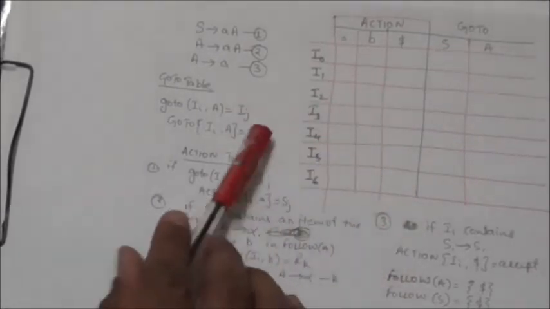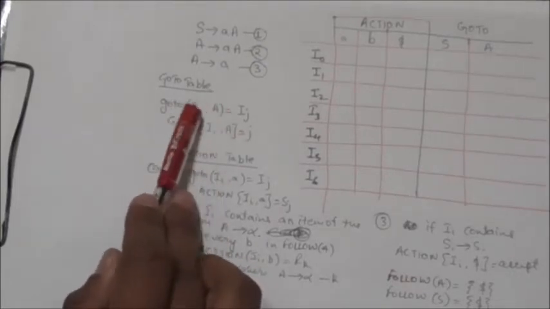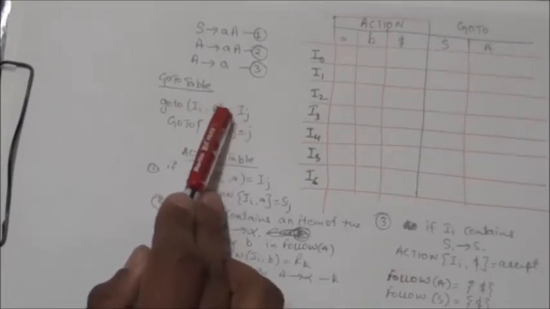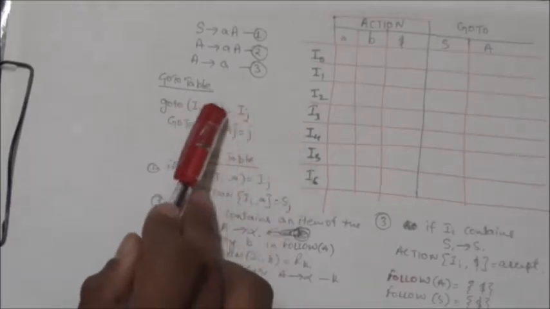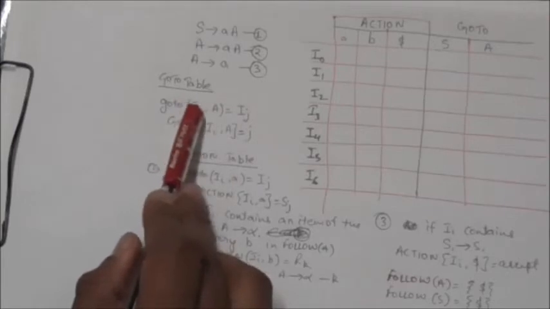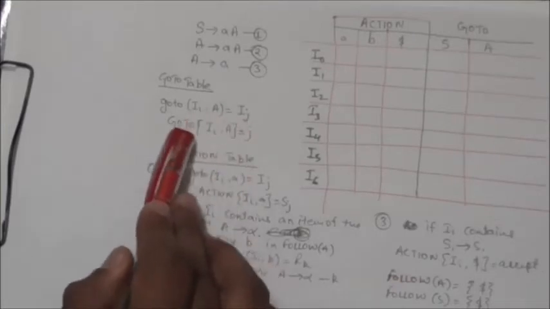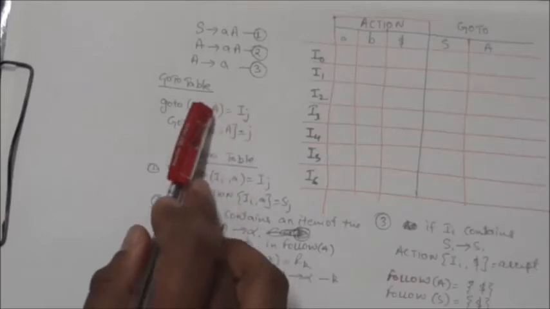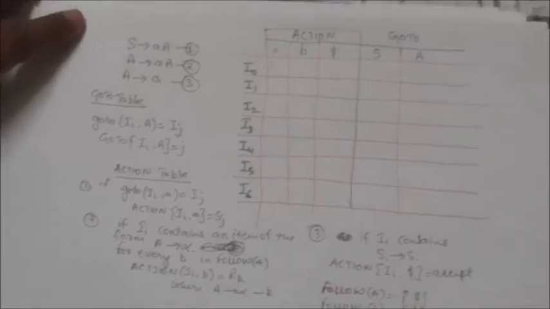Now suppose in DFA there is a state Ii, right? And what happens for a non-terminal symbol A? There is a transition from state Ii to state Ij in DFA for this non-terminal symbol A. Then in go to table, at the ith row and the column labeled by this non-terminal symbol A, we will write j, right?